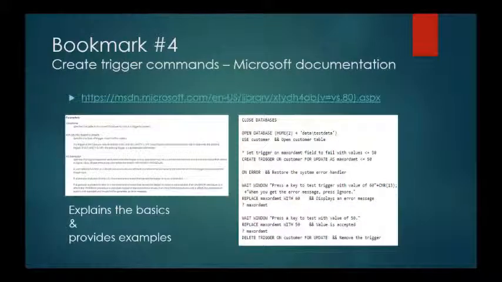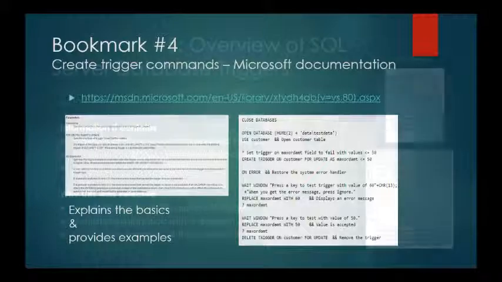Bookmark number 4 is a documentation from Microsoft on the create trigger command. It specifies the parameters of the function and lays out the results of events such as delete trigger or insert trigger. It also provides a simple example of applying triggers and links to documentation for other similar functions.